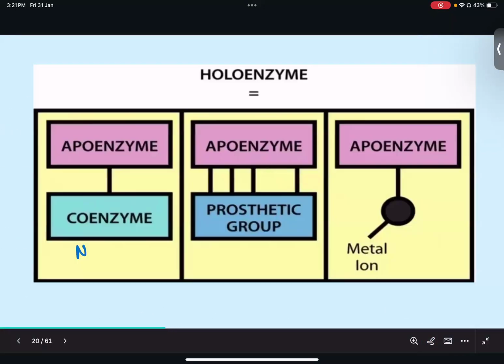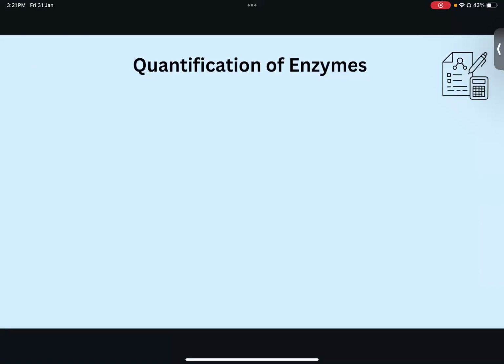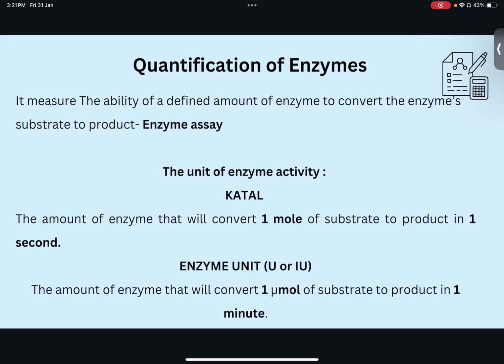Okay. The quantification of an enzyme is a type of measurement that we use to measure the amount of enzyme that is needed to convert the substrate into product. This is called an enzyme assay. It is a type of measurement that we use in order to measure the amount of enzyme that we need to convert this substrate into product.